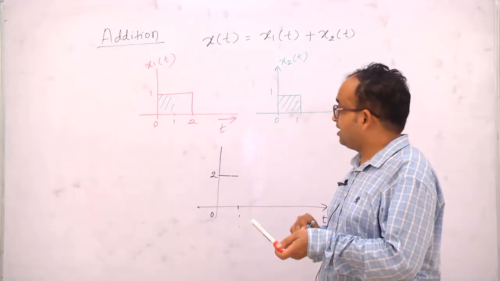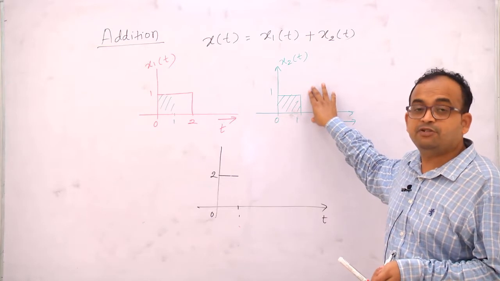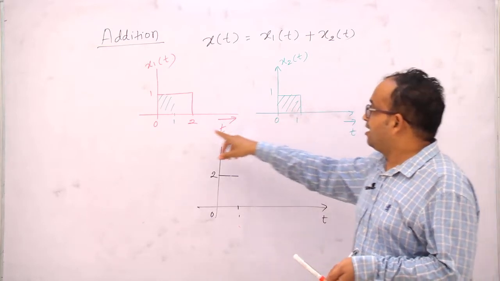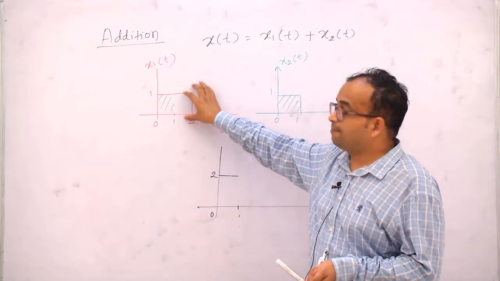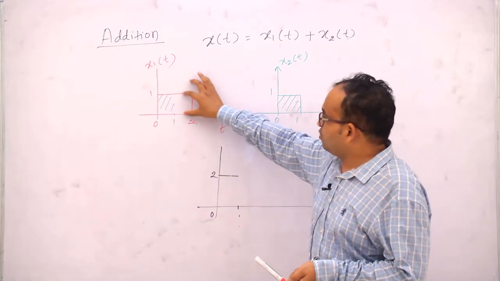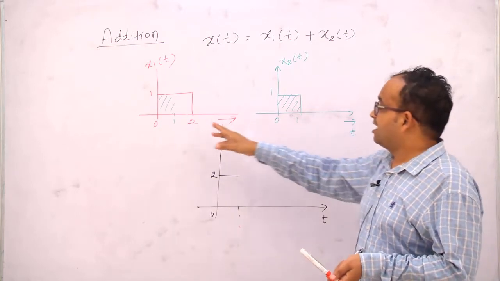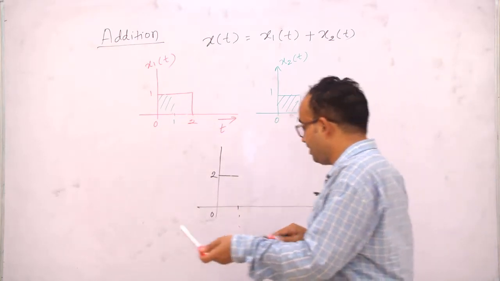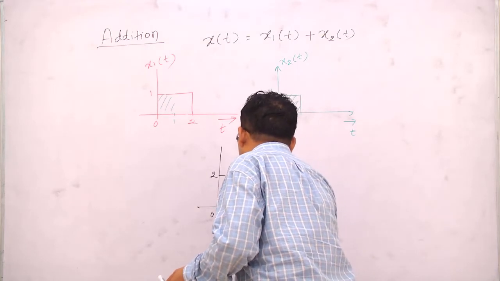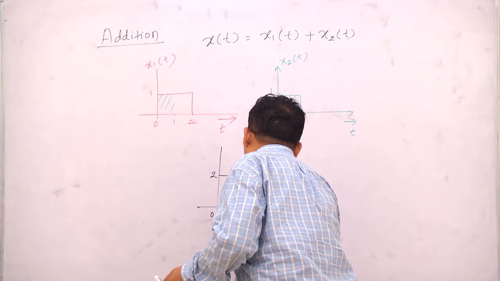So now see the next instant. After 1, what is the amplitude? For x2 of t the amplitude is 0. After 1, what is the amplitude of x1? Amplitude is same, 1 only, right? So this 1 plus 0, what will we get? 1. Means after 1, the value will be 1. Can I draw like this?